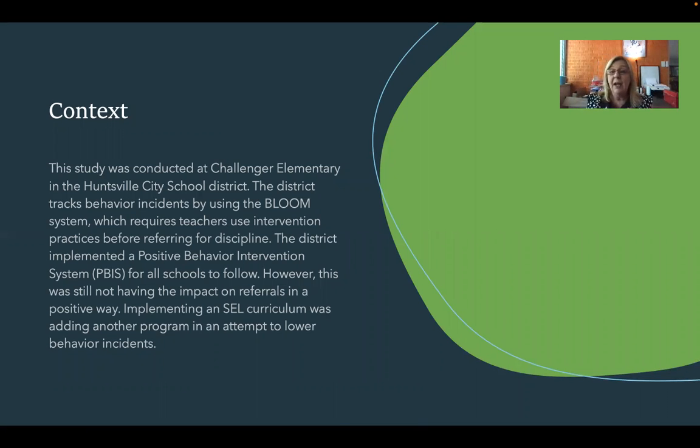We use a software program called Bloom to track our behaviors. This requires that we do have an intervention system before we move on to a discipline referral. We had also implemented a positive behavior intervention system, PBIS. However, all of these things were not causing a decrease in discipline referrals. And so I began to think about it and talked to my principal about it. And we thought that maybe adding some of those social emotional strategies through the Open Circle curriculum would be another way to lower behavior incidences.